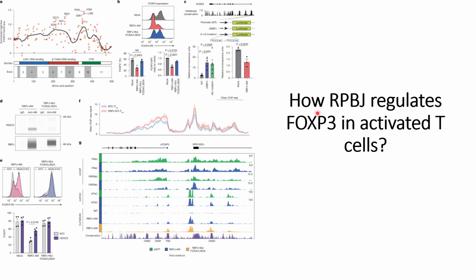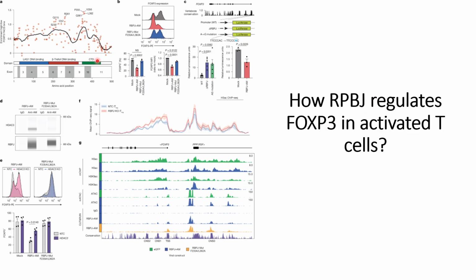In this video, we will discuss how RBPJ regulates FOXP3 in activated T cells. In our previous video, we discussed the effect of RBPJ on FOXP3, that it has a negative effect. If RBPJ is high, then FOXP3 is low.